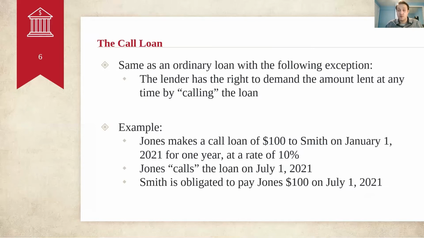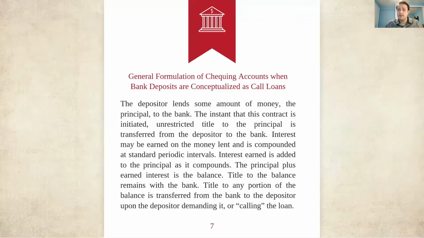On January 1st, 2021, Jones lends $100 to Smith for 1 year at a rate of 10%. Since this is a call loan, Jones retains the right to demand the amount of money lent at any time. That is, the $100, have it transferred back to him. On July 1st, 2021, Jones calls the loan and has the $100 transferred to him immediately. As long as Smith does deliver the $100 to Jones on July 1st, 2021, the terms of the deal are fulfilled.